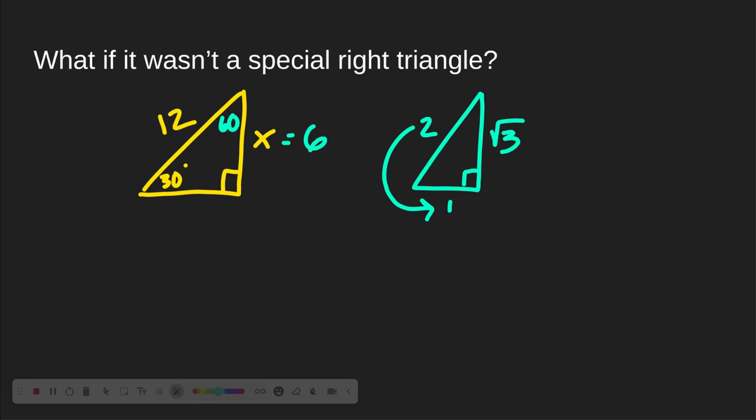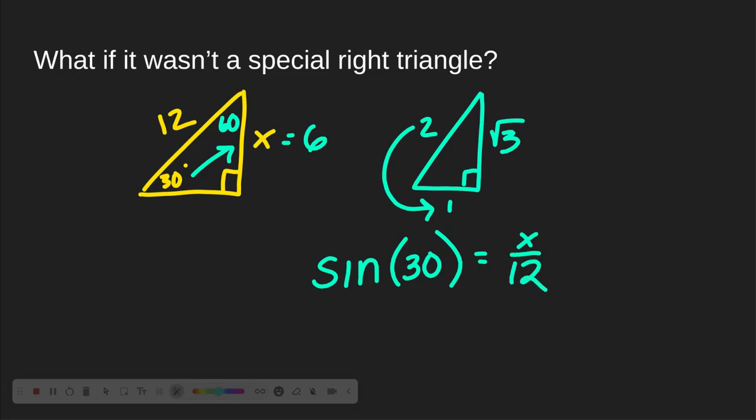Now, let's see how we can do it using SOH CAH TOA. According to the 30, what is the X? Is it opposite, adjacent, or hypotenuse? It's opposite. What's the 12? Hypotenuse. Do you remember which one involves opposite and hypotenuse? That's going to be sine. Very good. Okay. So sine of 30 equals X over 12. Put sine of 30 in your calculator and watch what you're going to get.